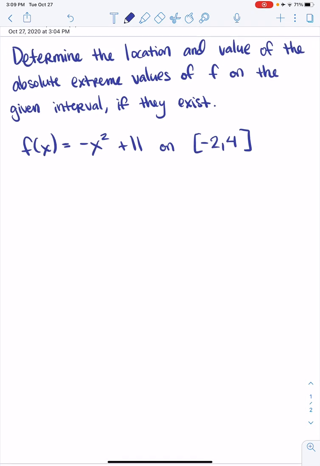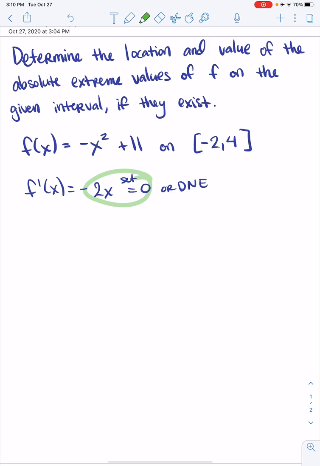to do that, we find the derivative, f prime of x, which is minus 2x. And we find places where that equals 0, or does not exist. This is just a line, so there's no places where it doesn't exist, but we can find where it equals 0, and that's going to occur at x equals 0. So that's our critical point. So we have to test x equals 0, and then we have to test x equals minus 2 and 4. So those are our 3 points.